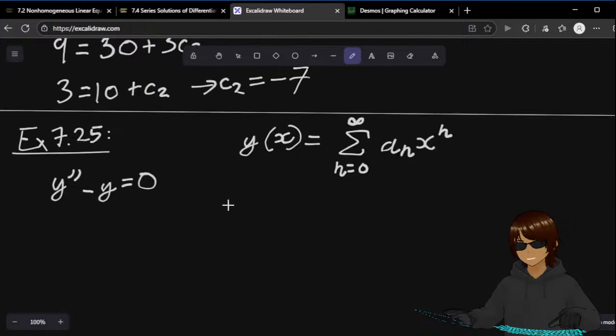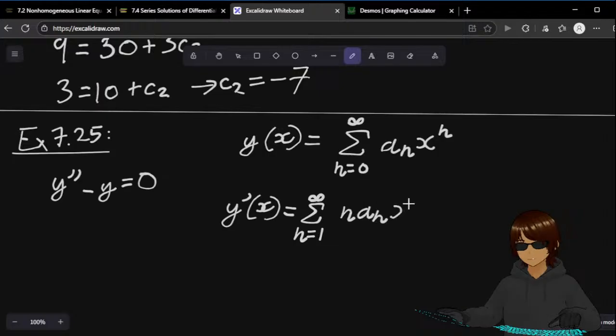Now we are differentiating it once. So n a_n x to the power of n minus 1. But if it's just x, what about n equal to 0? If we differentiate the first term, the first term will disappear, right? Yeah.